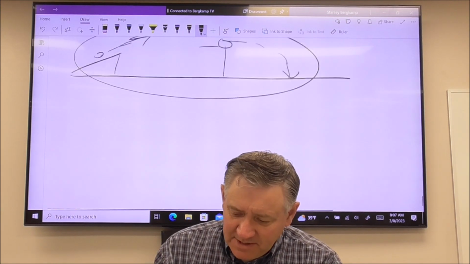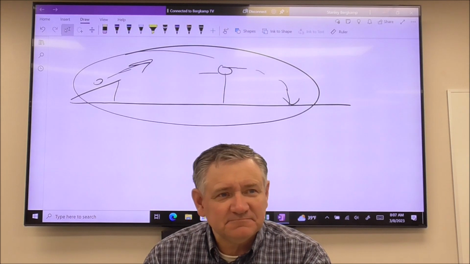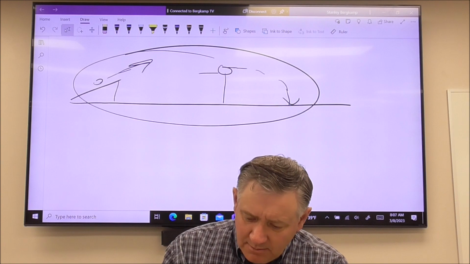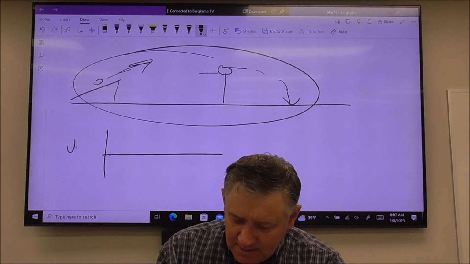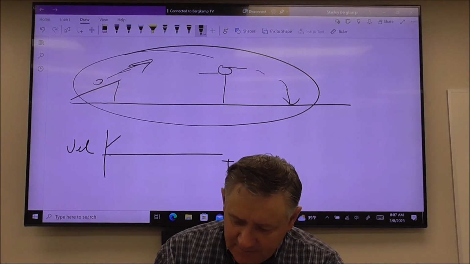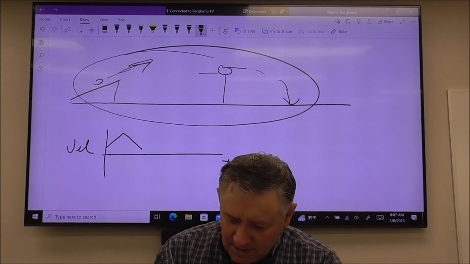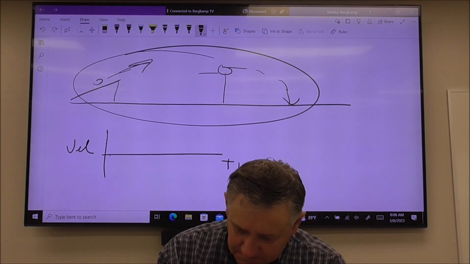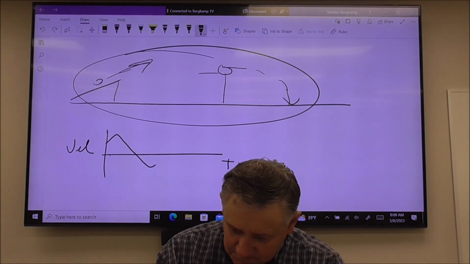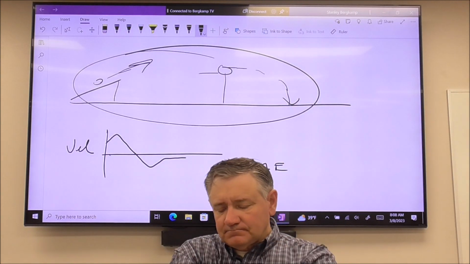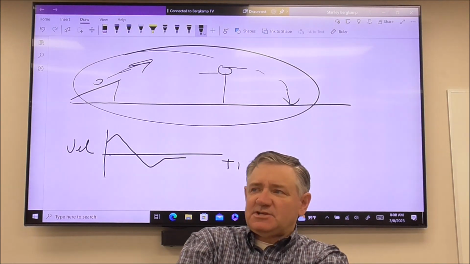Mr. Fisher, if you were writing this test, what else would you put on there? Probably something about velocity time graphs. Yeah, okay. So let's say I gave you a velocity time graph that looks like this, and asked you, how many times did that thing change direction?